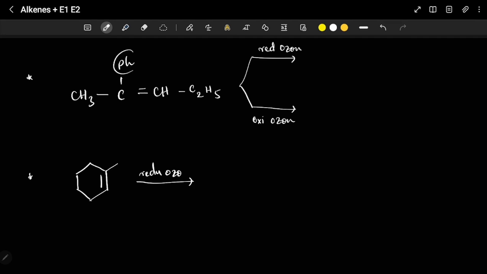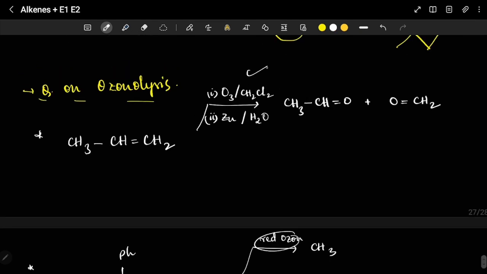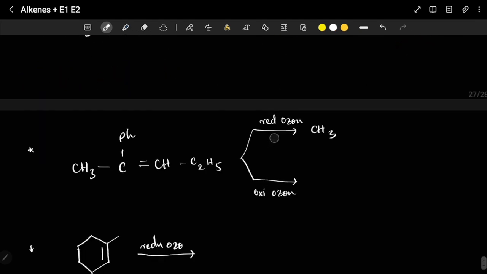CH3C, this is a phenyl group, and then C2H5. Very simple. Reductive ozonolysis, what will you do? This will not be given in the exam, the reagents will be given. So just remember the reagents. It's important. Okay, CH C phenyl group and then double bond O here, and then C2H5 is just lying there, and then a double bond O here. This will be reductive ozonolysis.